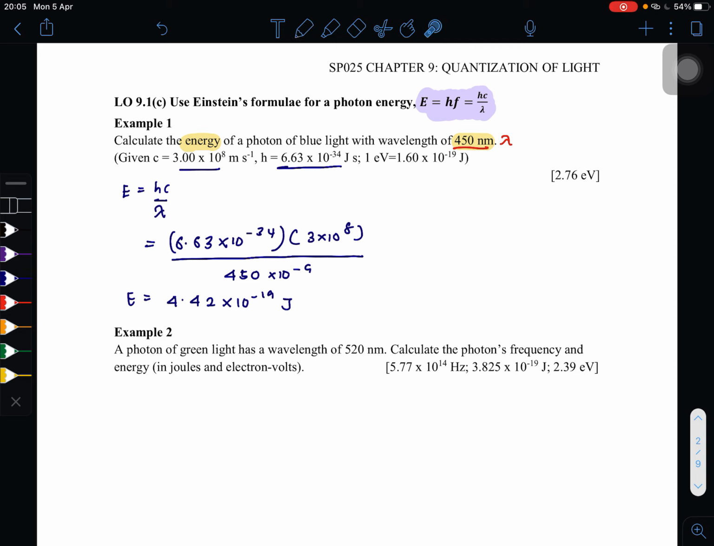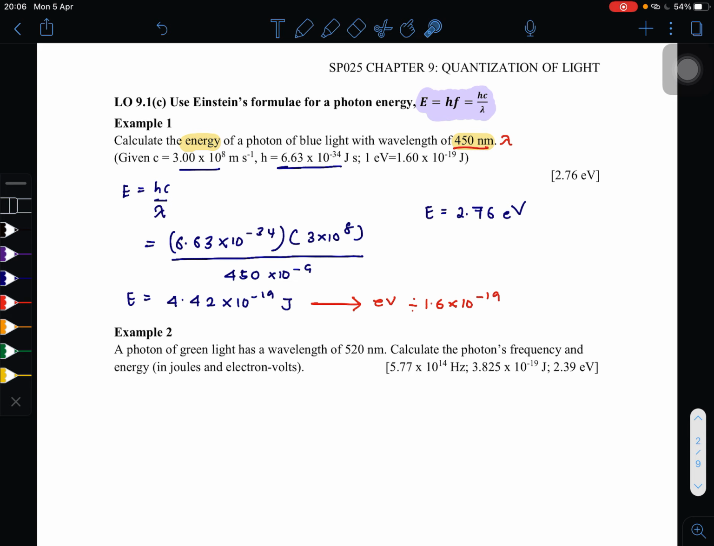Okay, so dalam formula ni kita kena letak jawapan akhir dalam electron volt. eV is electron volt. So you need to convert this energy to electron volt. It's already given here, di mana 1 electron volt is equal to 1.6 exponent negative 19 joule. So we want to convert daripada joule kepada electron volt. So from here to here, kena bahagilah. So you need to bahagi 1.6 exponent negative 19 joule. So final answer will be equal to 2.76 electron volt.